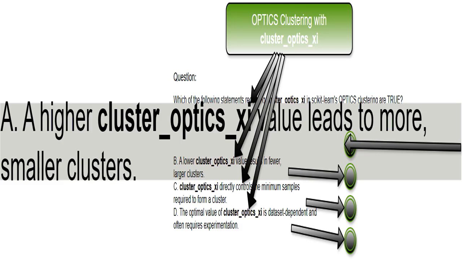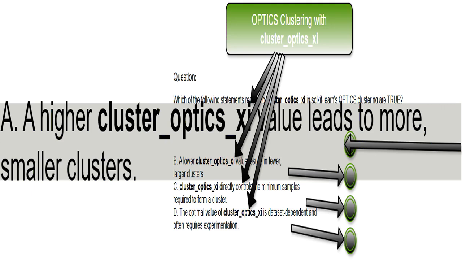This statement suggests cluster_optics_xi directly sets the minimum number of points needed for a cluster. That's not quite right. cluster_optics_xi is more about the reachability distance between points, not directly about the number of points in a cluster. The minimum number of points is usually influenced by other parameters in the OPTICS algorithm, which is based on DBSCAN principles, where the min_samples parameter plays a more direct role.